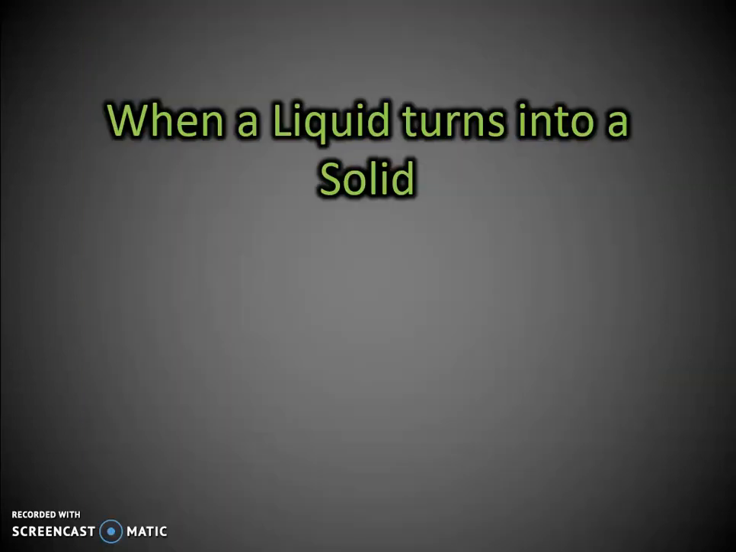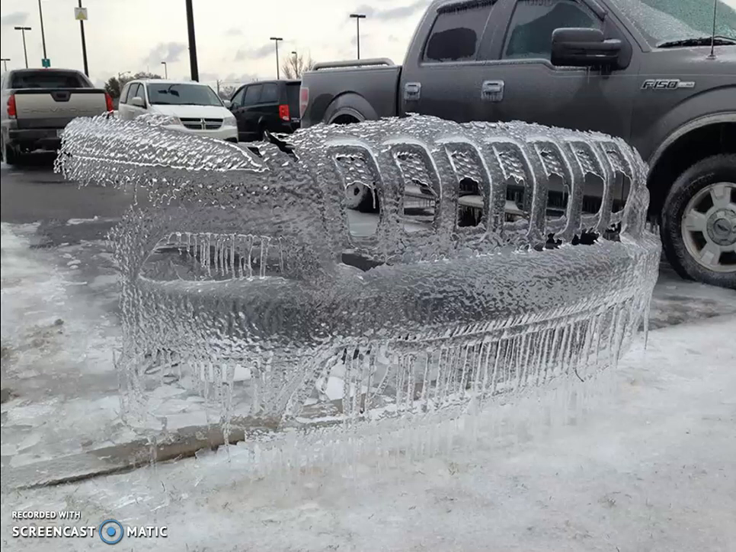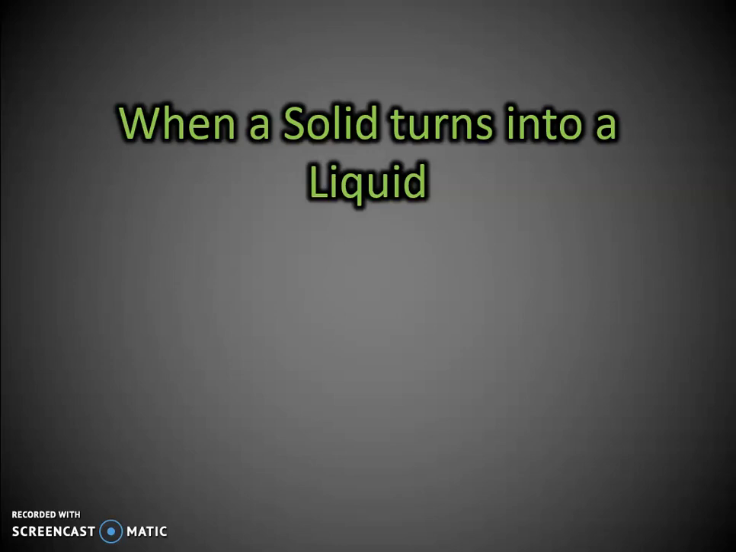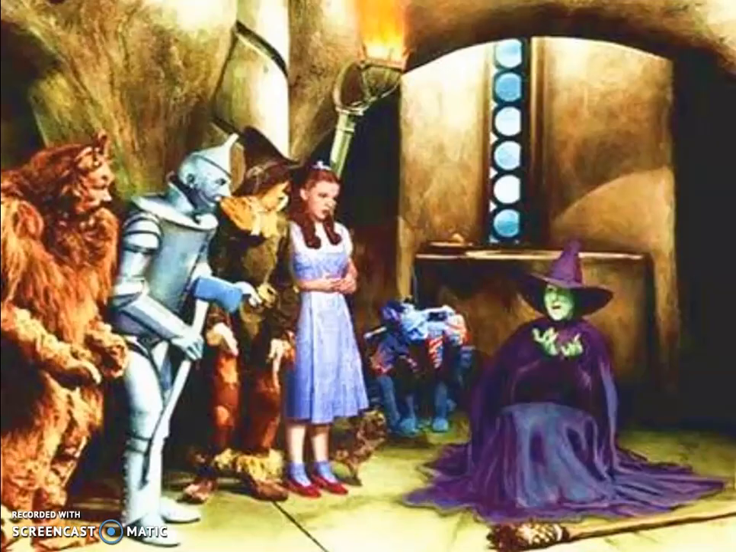And we will start with our first one here. So what do we call it when a liquid turns into a solid? We call that freezing. So you can see here that it looks like snow melted and then was frozen to the front of this vehicle, and then it backed away. When a solid turns into a liquid, we call that melting. And again, here the Wicked Witch of the West is turning from a solid to a liquid.